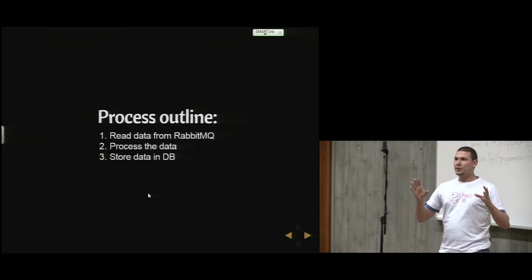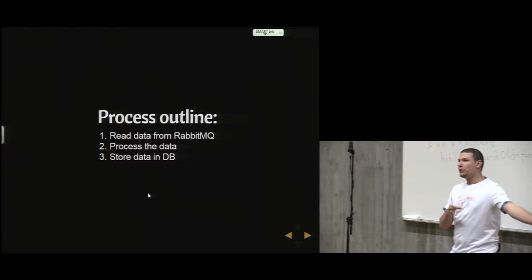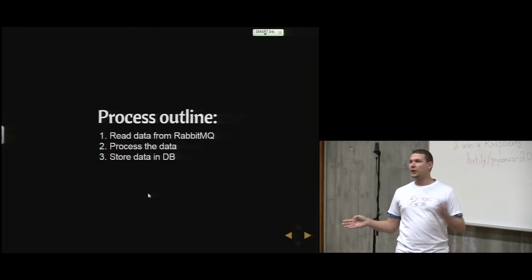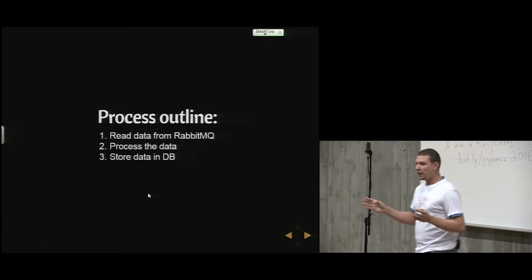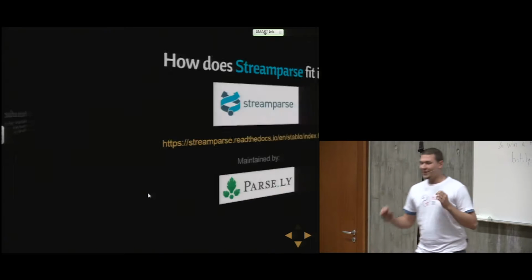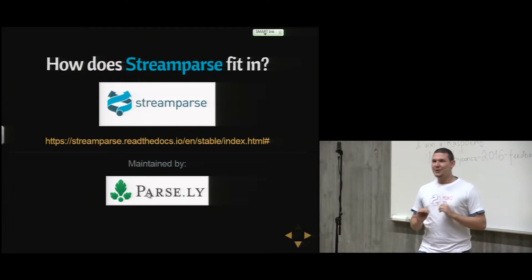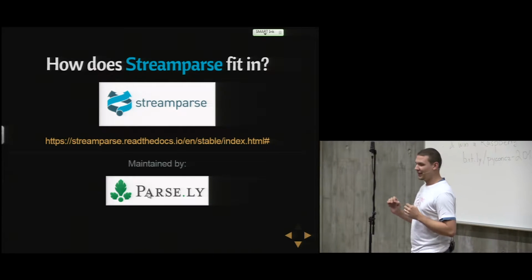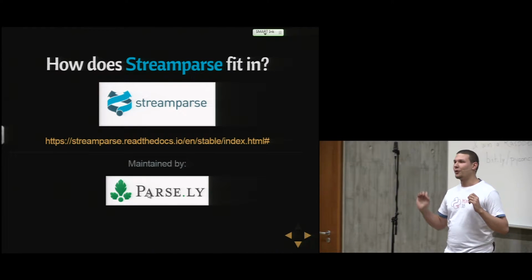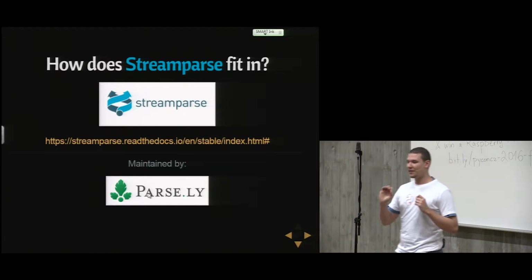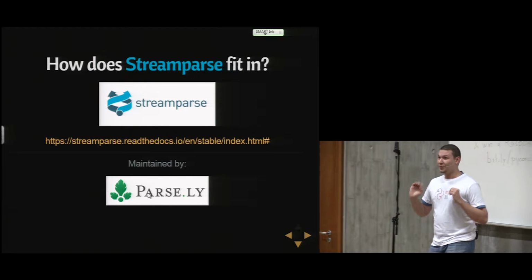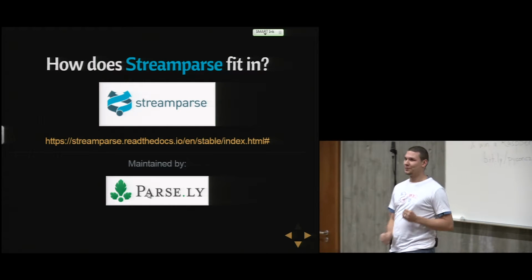The process we need to do is read some data from RabbitMQ in our case, then process the data, like reverse geocoding, speed limit lookups, and whatever, and then store the data somewhere else. This is where I should say how Streamparse fits in. First, I'd like to thank a company called Parsley, which maintains this and open sourced it. And the answer is that you can write topologies in Python, which is wonderful.